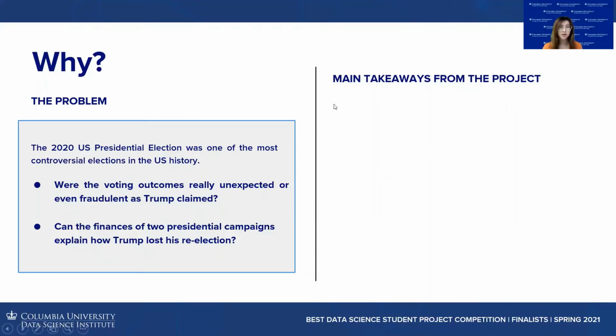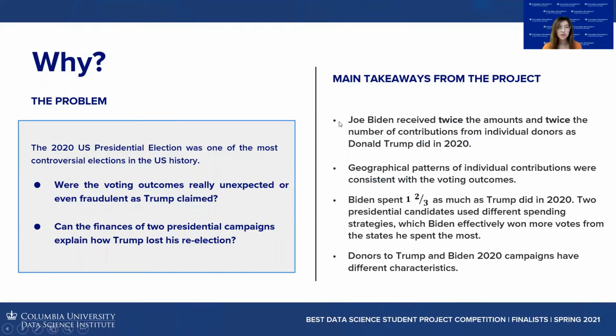There are several key findings that we want you to take away. Biden received and spent much more than Trump did in 2020. The individual contributions and voting outcomes were consistent for most of the states when shown on the map. And the two candidates used very different spending strategies, whereas Biden effectively won more votes from the states where he spent the most, including the two flip states, Georgia and Pennsylvania.